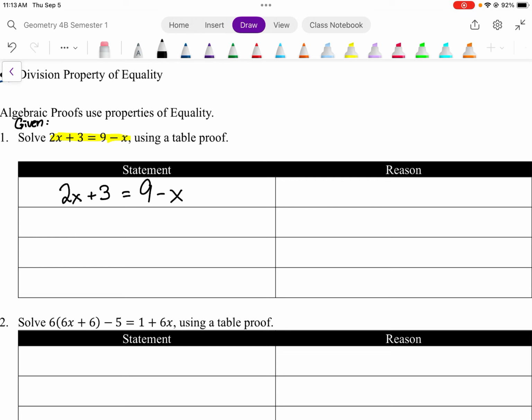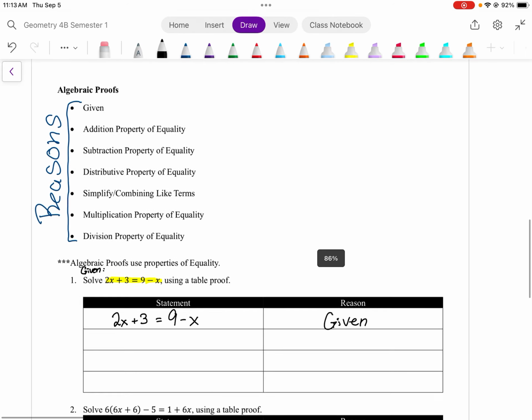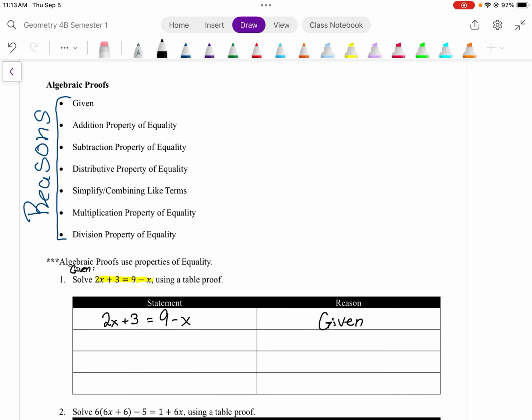And you have to write it there. You can't just circle the given and then put an arrow. That does not work. You have to write it in your table. Your reasoning for that is just your given, because it is the first thing they tell you in the problem. And you'll notice that is on the list of vocabulary at the top. So your given is always the first reason.